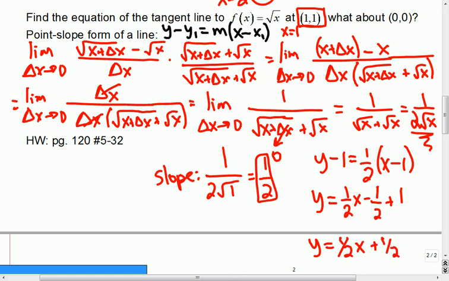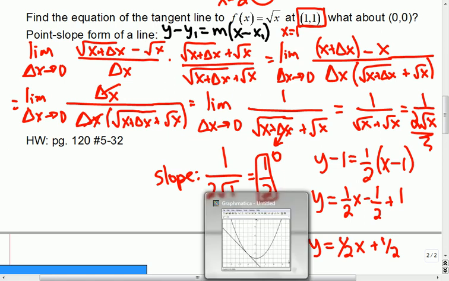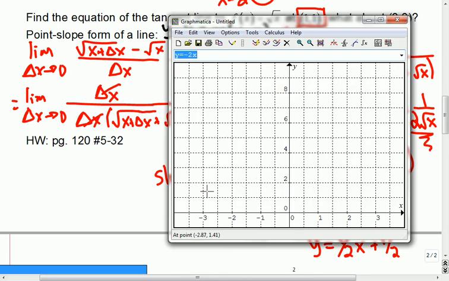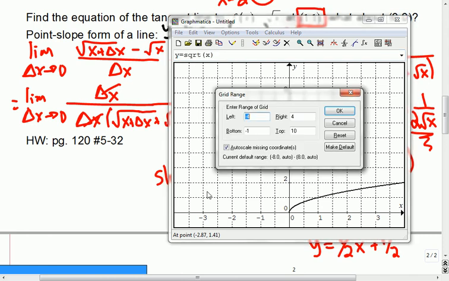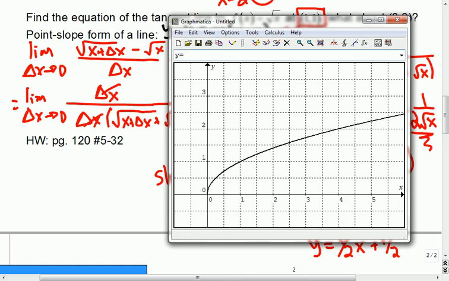So let's verify it with the picture. I'll come back to that screen if you're still copying it down. But the original graph was y equals square root x. Okay, and let me zoom in a bit on this. So the equation that we've predicted is 1/2 x plus 1/2. Bam, right there. Okay, so that equation is exactly the tangent for the square root graph. We've been able to calculate this now. Okay, so that's the end of our first part.